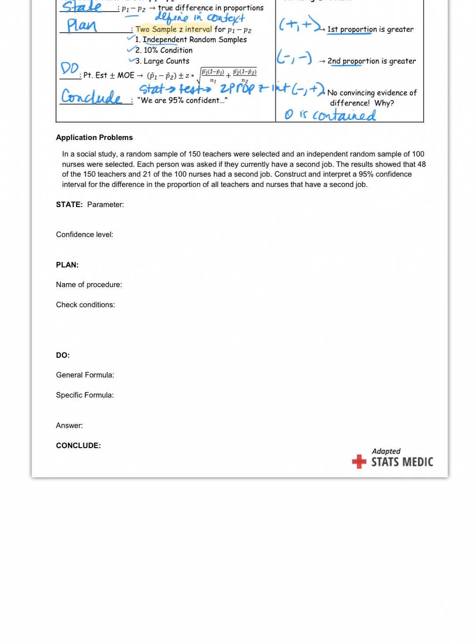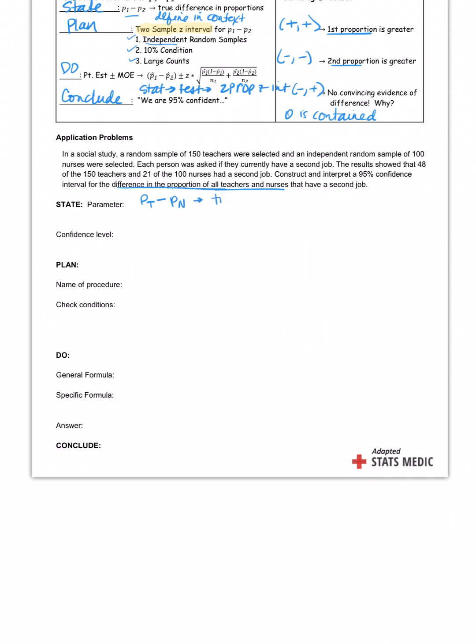In a social study, a random sample of 150 teachers were selected, and an independent random sample of 100 nurses were selected. Each person was asked if they currently have a second job. The results showed that 48 of the 150 teachers and 21 of the 100 nurses have a second job. Construct and interpret a 95% confidence interval for the difference in the proportion of all teachers and nurses who have a second job. All right, so what is my parameter? I'm just going to follow the script, okay? The difference in proportion, so it'll be teachers minus nurses. So proportion of teachers minus nurses.